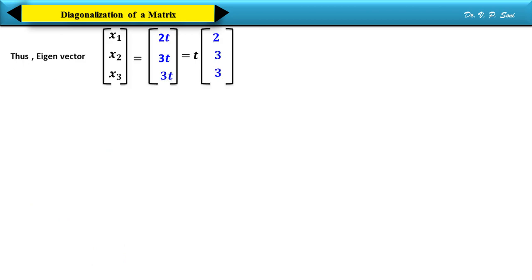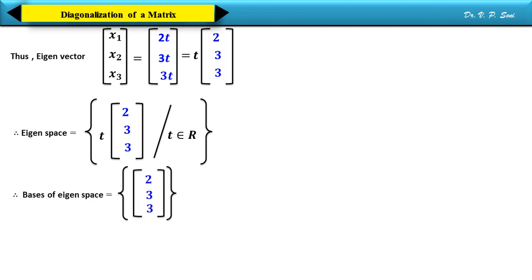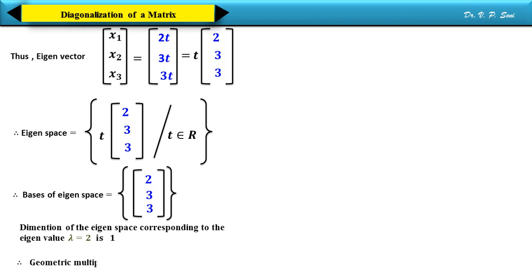Thus the eigenspace is the set of t times the vector (2, 3, 3) such that t belongs to R. Therefore, the basis of the eigenspace contains only one vector, (2, 3, 3). Therefore, the dimension of the eigenspace corresponding to eigenvalue lambda equal to 2 is 1, and therefore the geometric multiplicity of lambda equal to 2 is 1.